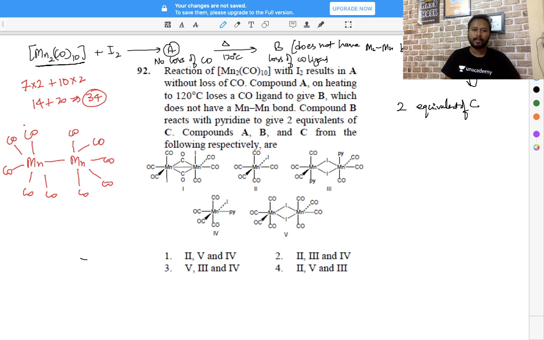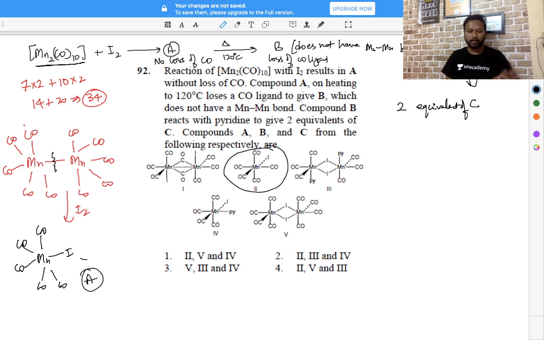Now if you react it with iodine, what will happen? Both these manganese are already 18 electron species. If you treat it with iodine, it will not react unless this bond breaks. So this bond will break and you will get a species having 5 carbonyls attached to the manganese, 1 2 3 4 5, and iodine attached to that. So this is your A. Okay, so we got A.